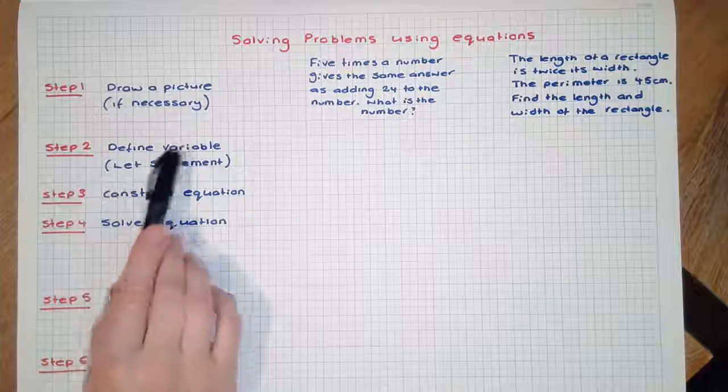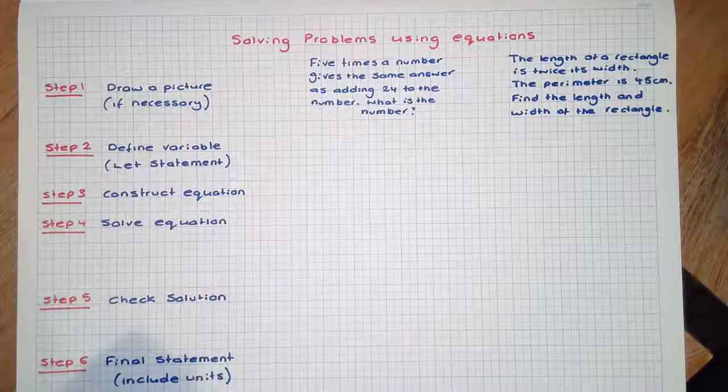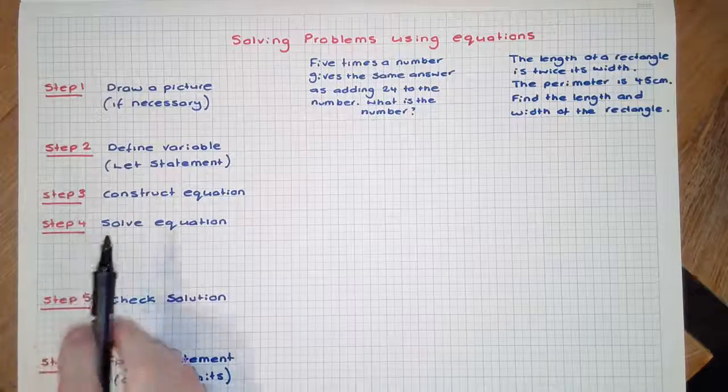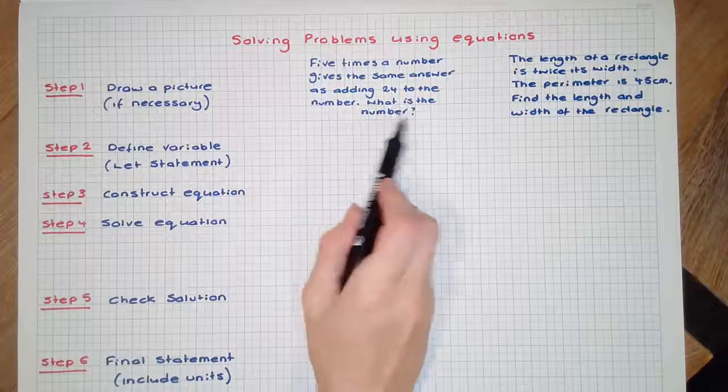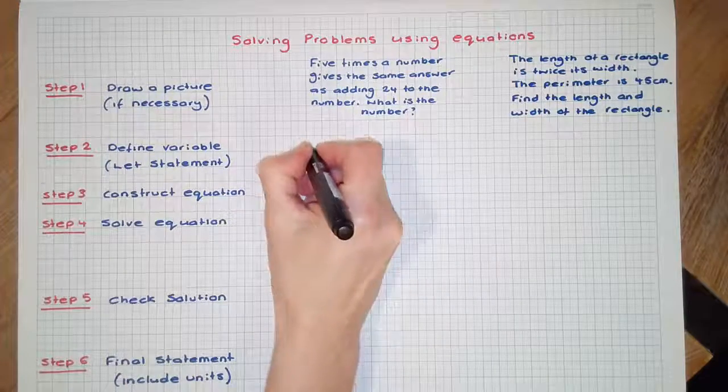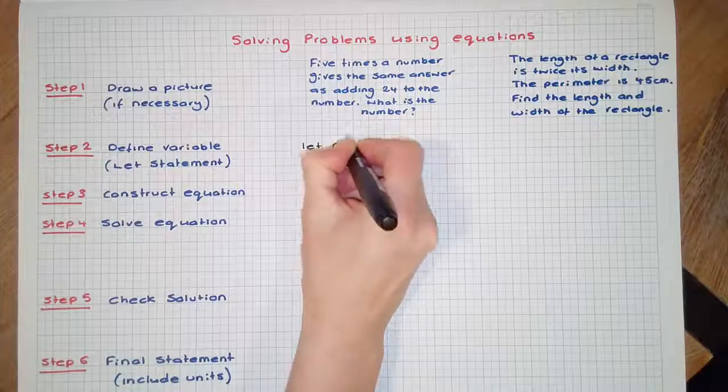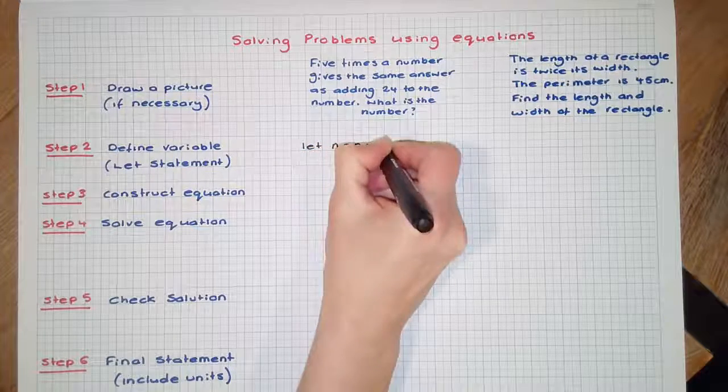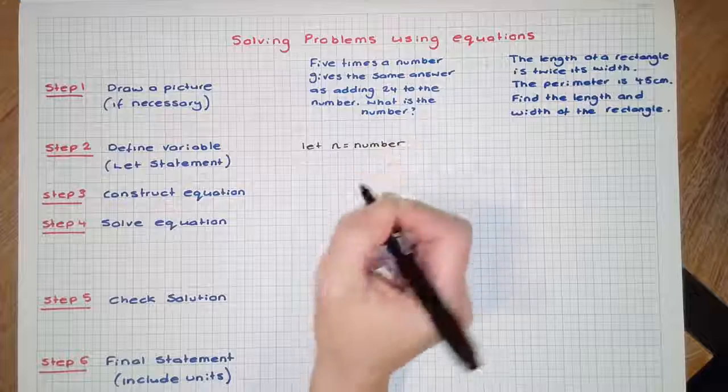Step 2, we define the variable. The variable is usually what the question is asking us to find. In this case, what is the number? So let n equal the number. You could use any letter for the pronumeral here.